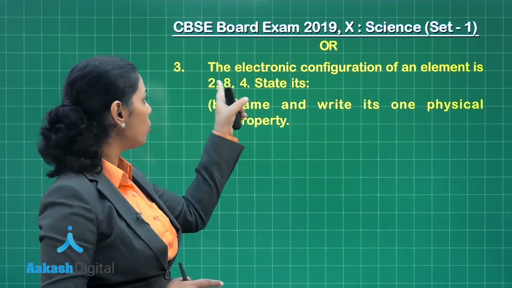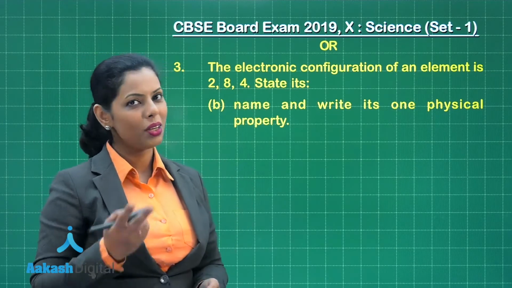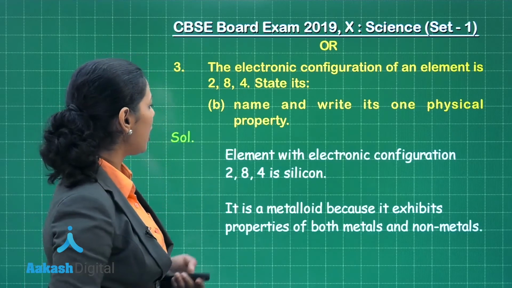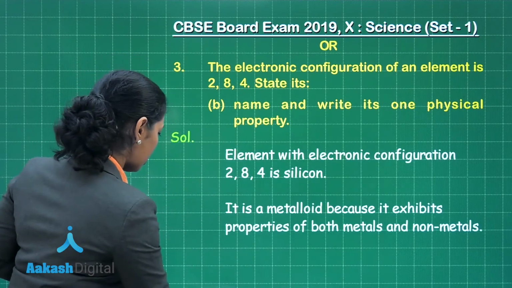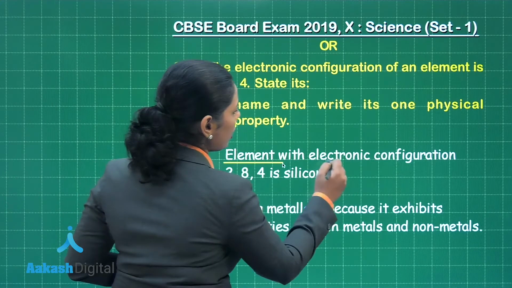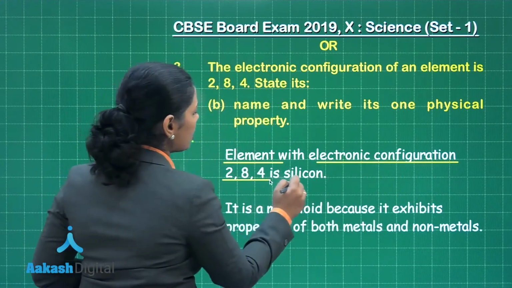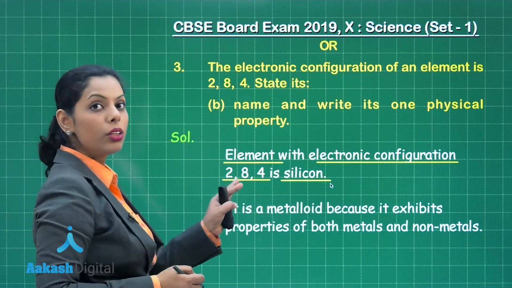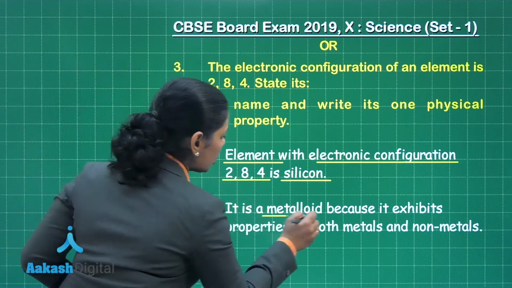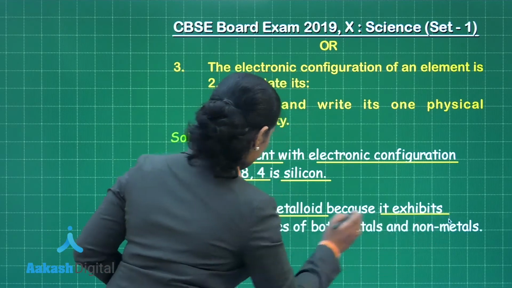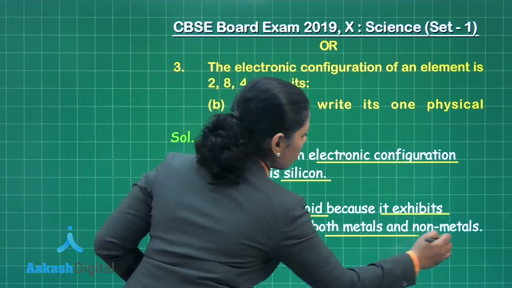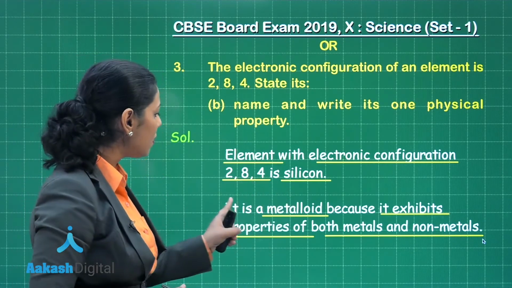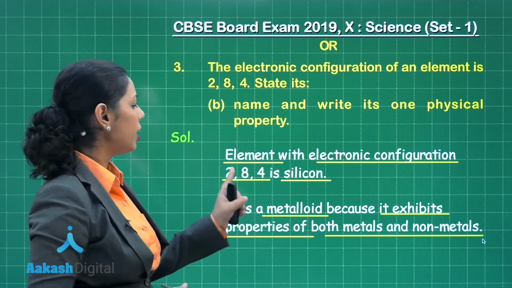After that, for the second part, just give its name and write its one physical property. The configuration is given as 2, 8, 4, which means its atomic number is 14, and if its atomic number is 14, it is silicon. So you can write the answer as: the element with electronic configuration 2, 8, 4 is silicon, because its atomic number is 14, and its property you have to mention. So it is a metalloid because it exhibits properties of both metals and non-metals. So I have written its name here, as well as given its property.